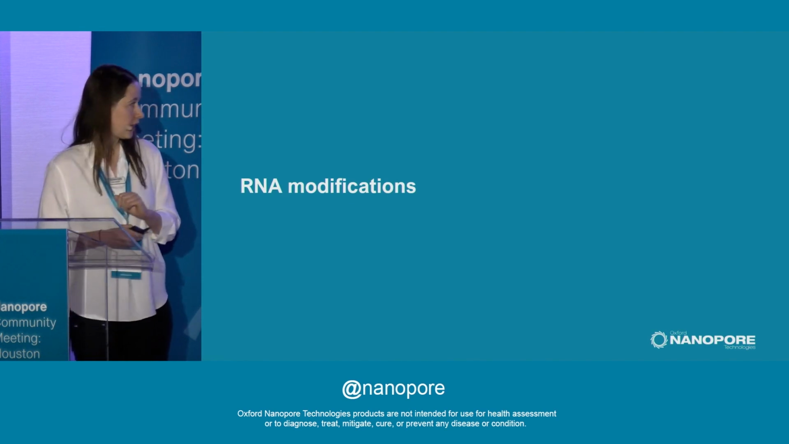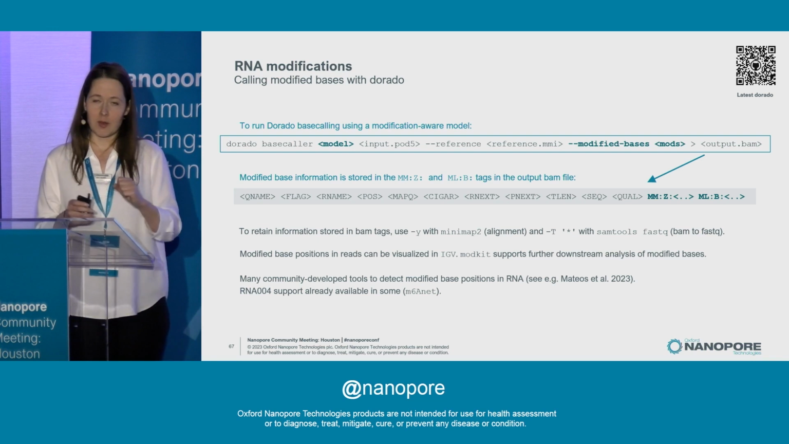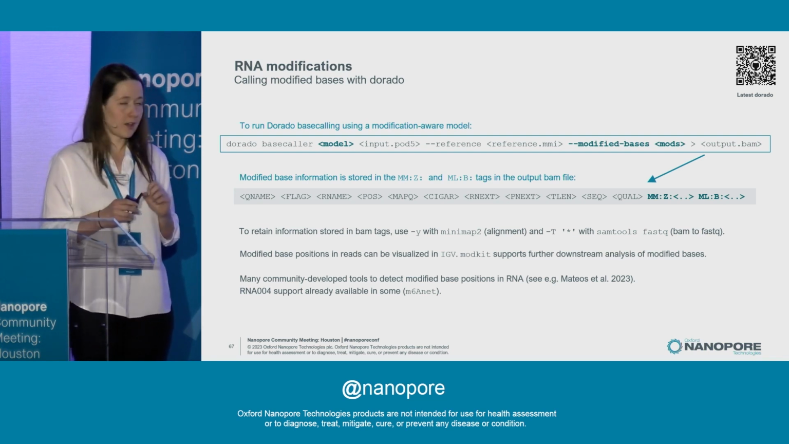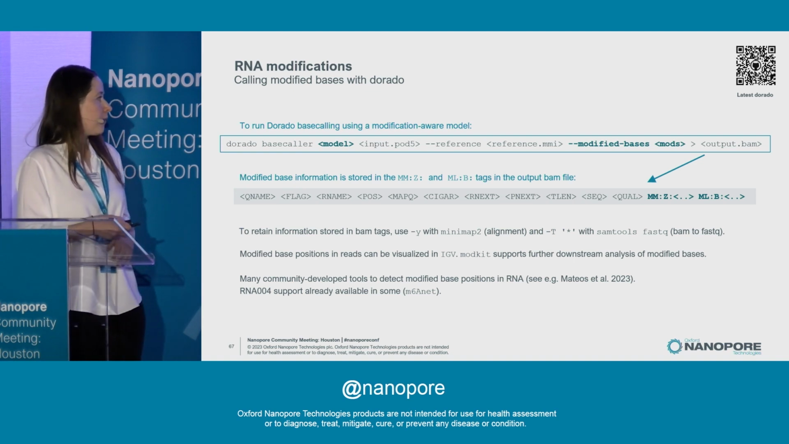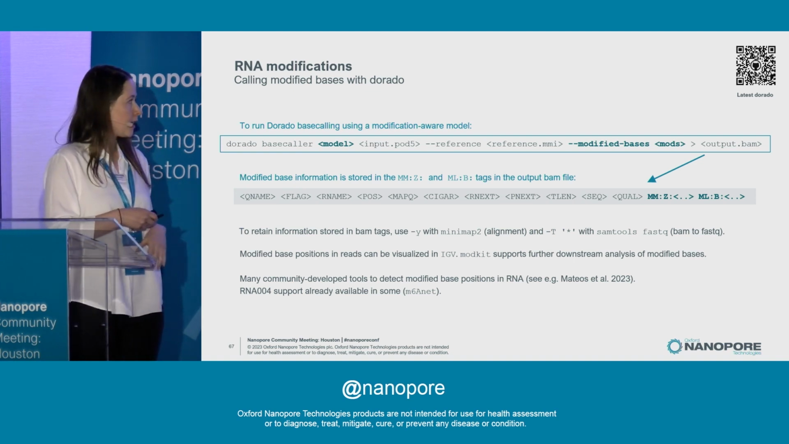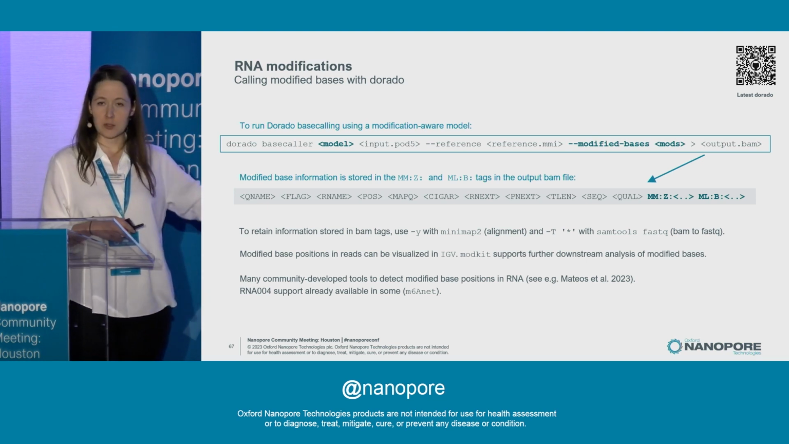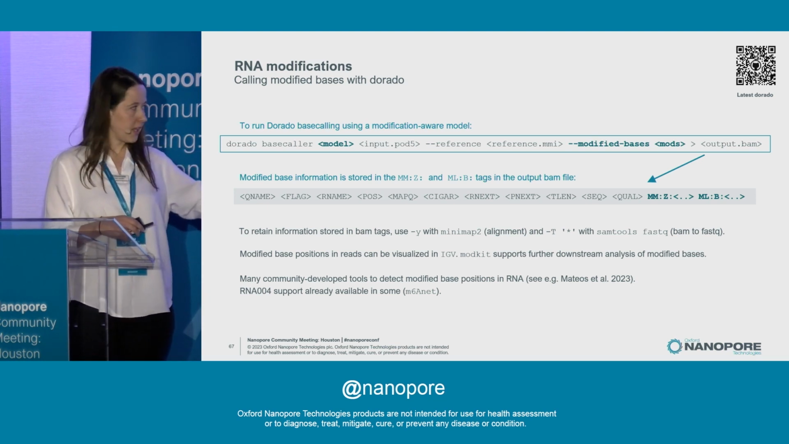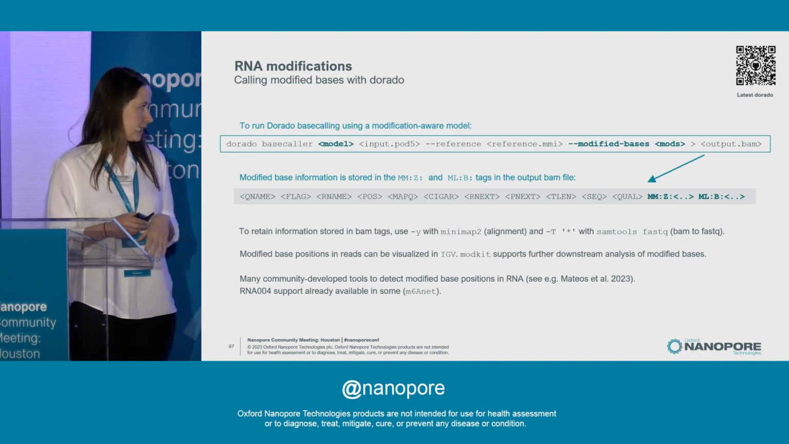Okay, so RNA modifications then. If you want to include RNA modifications in your base calling, we support m6A in DRACH context at the moment. You can get that information by specifying the model you want and then the modified bases you want. And again, you'll find the modification information in the output BAM file with the MM and ML tags.